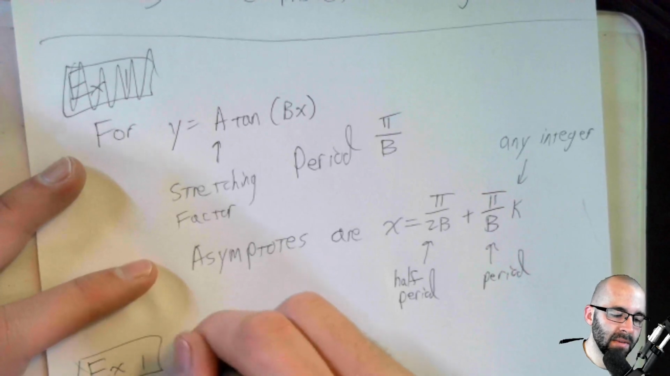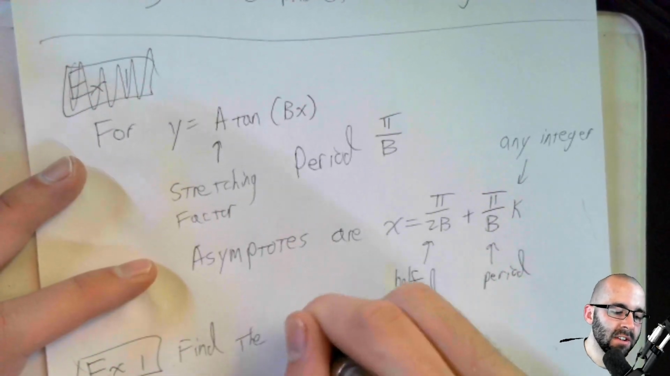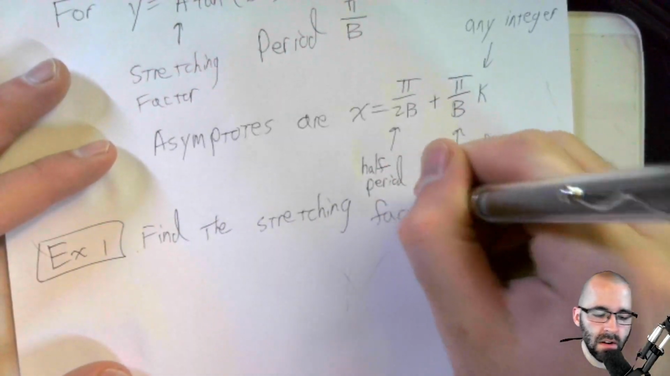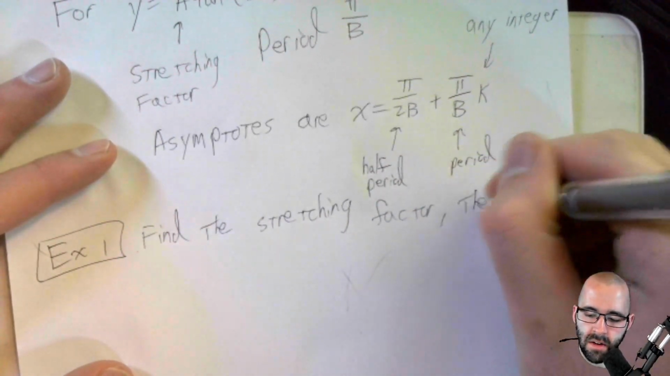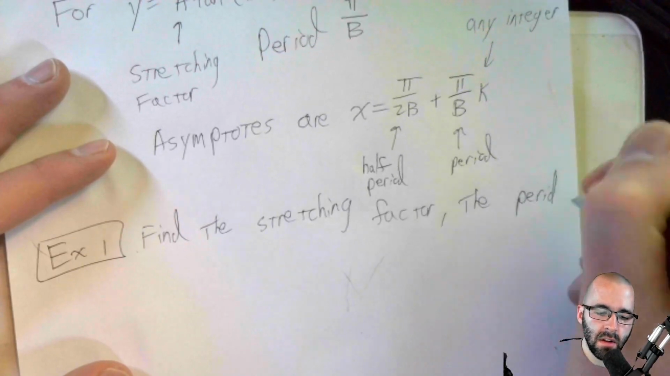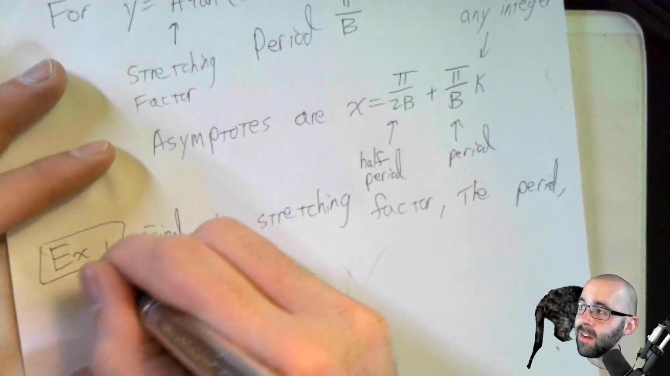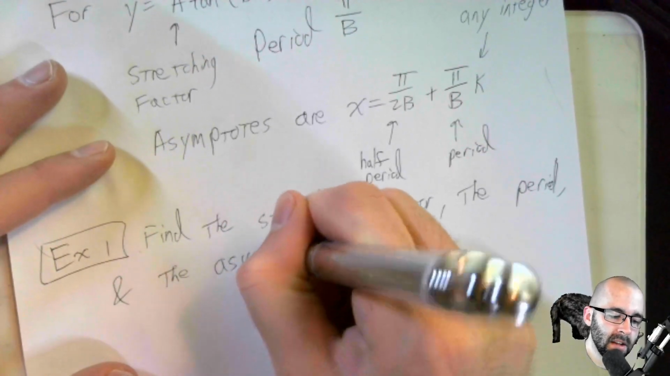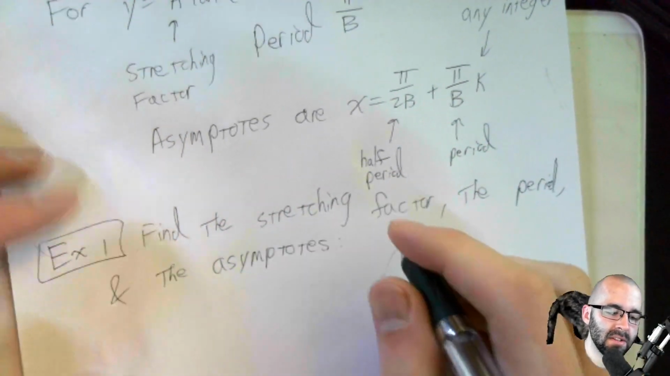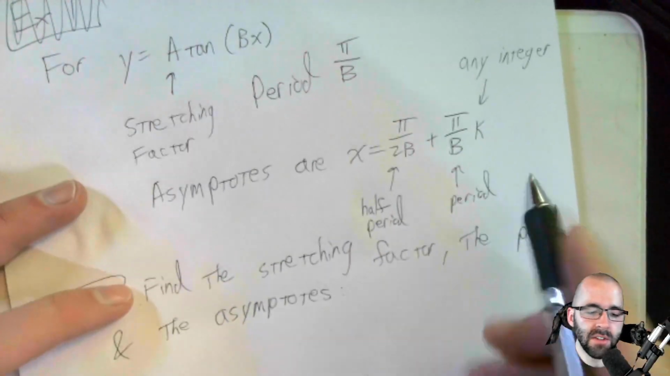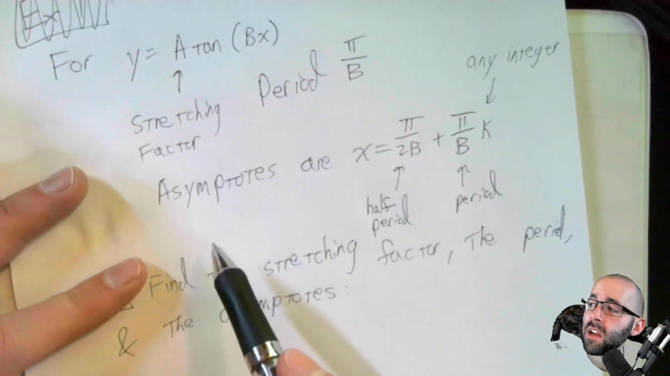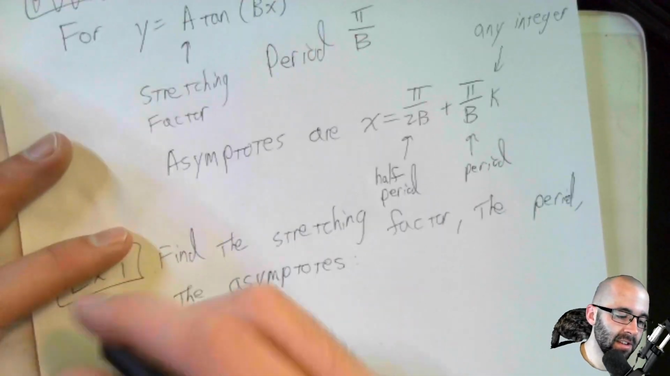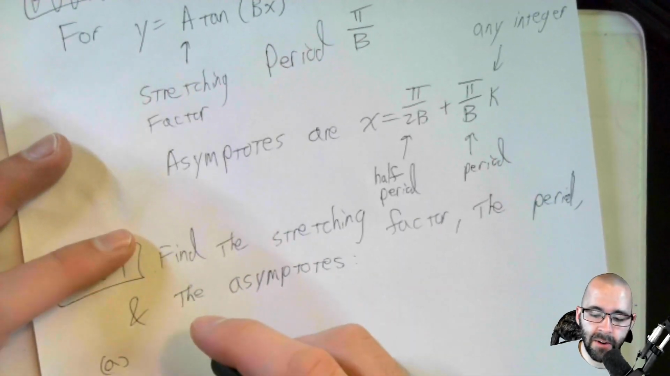Example 1. Find the stretching factor, the period, and the asymptotes for the below ones. Okay. Also, notice I didn't give you any information about cotangent, and that's because it's very closely related to tangent. All right. Should be able to figure that out.